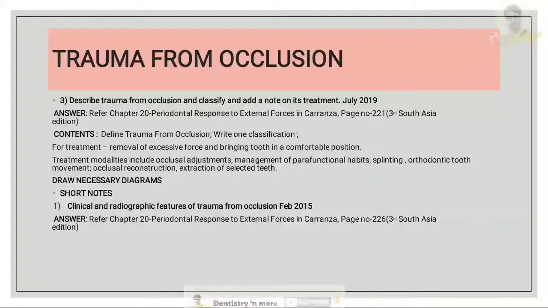First, you can do occlusal adjustment. Then, if the reason for trauma from occlusion is any parafunctional habits, you have to manage those parafunctional habits. Then, if there is mobility, you can do splinting, or otherwise orthodontic tooth movement can be done. Occlusal reconstruction can be done, and if it is a severe case, then extraction of the selected teeth.